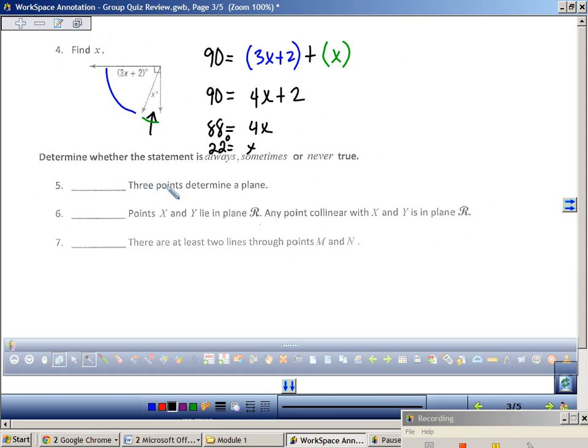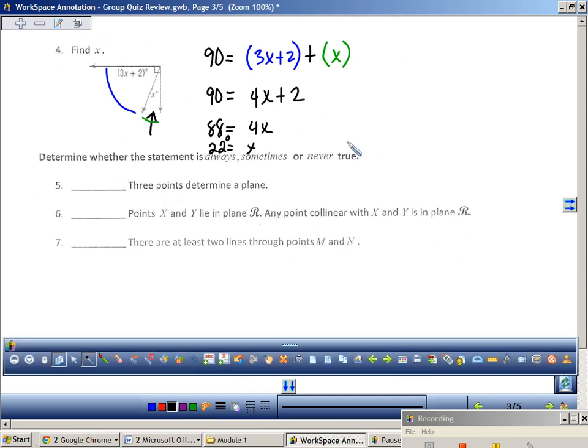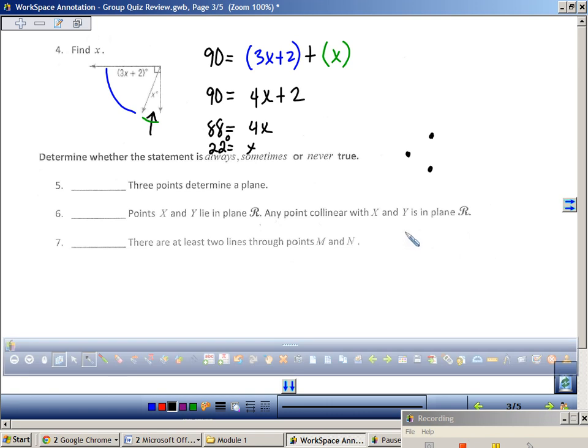Number 5, three points determine a plane. All right, I've got three points. Do they determine a plane? What analogy did I use in class? A tripod. Three points, right? What do I do? Like this? Three points make a tripod? So if I have three points in a tripod, is that a plane? Yeah, it makes a flat surface so that the tripod can stand up, right?